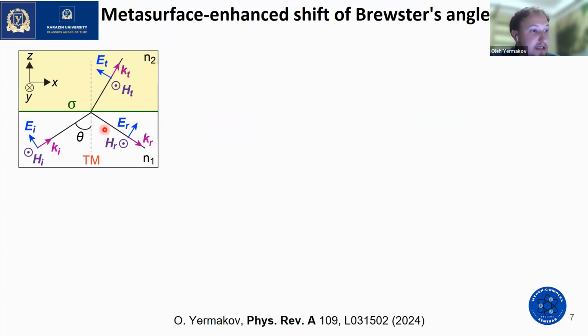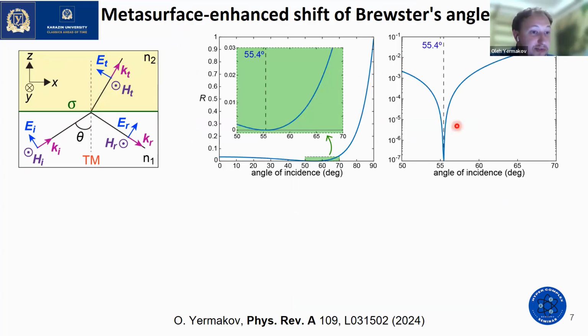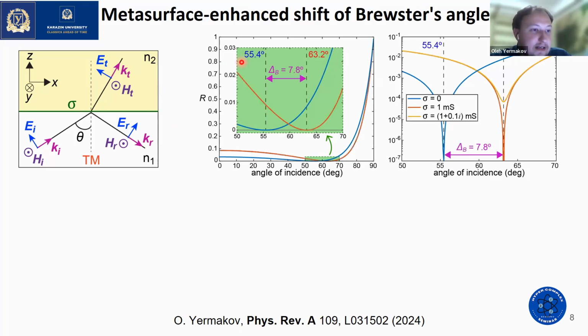It is well known that at the interface between 2 media, we can achieve the Brewster angle when the reflection of TM polarization goes to 0, completely to 0. Right? At the interface between air and glass, this angle is close to 55.4 degrees. Now we will add a 2-dimensional layer, which we consider as a specific electromagnetic boundary interface. And the Fresnel coefficients will change, and we can observe the shift of the Brewster angle. In this case, we add a two-dimensional layer of 1 millisiemens conductivity, and it shifts the Brewster angle by about 8 degrees.